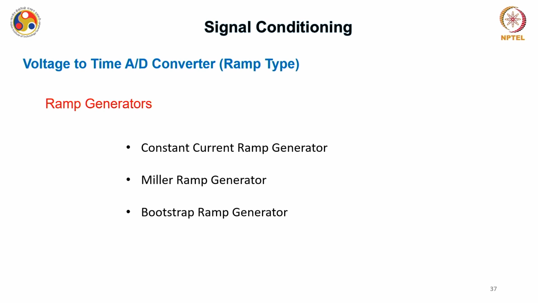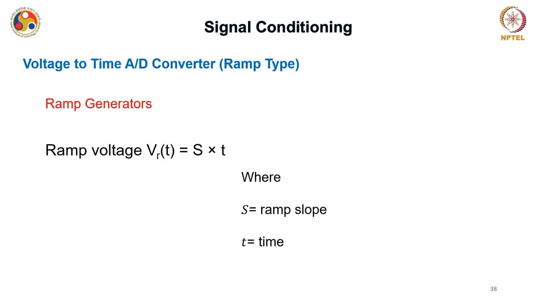Now, ramp generators can be of different types. Although it is beyond the scope of this course, one should know that we can have different ramp generators. We can have constant current ramp generators, Miller ramp generators, bootstrap ramp generators and so on. But the idea is the output ramp voltage is directly proportional to the time, because if you remember, our aim is to convert a voltage signal into a time interval.